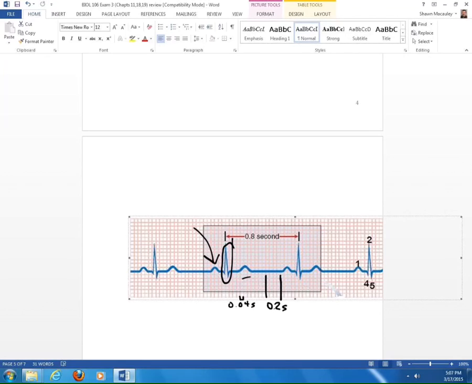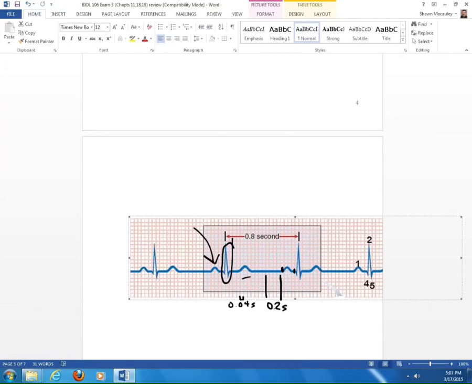What should the normal P to R interval be from the beginning of P to the beginning of QRS? You need to know these numbers cold for the lab. I'll quiz you on it. I want you to know this for the test too. So what should that P to R interval be? 0.12 to 0.20 seconds. What does that P to R interval represent from the heart's standpoint?